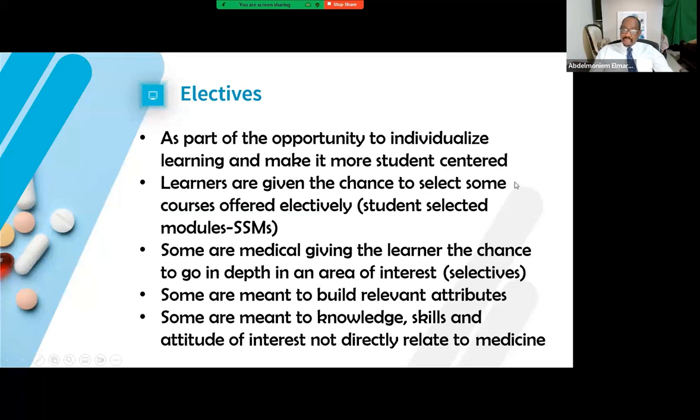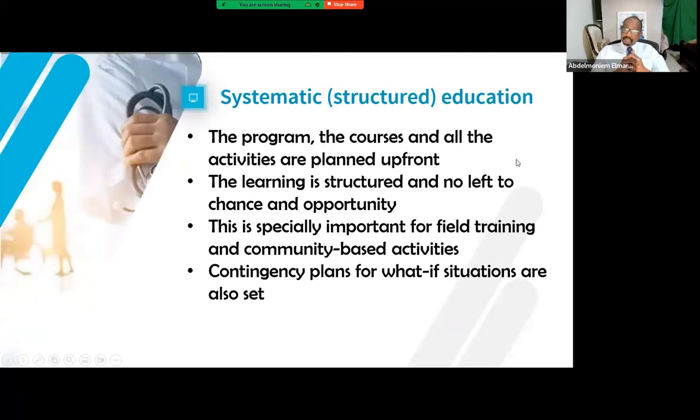Now, the last, not least, but often ignored, is systematic or structured education. If you leave it to chance, to opportunism, this is not good. The program, the course, and all the activities are planned upfront. When the students are sent to the hospital, you have a plan. What do you expect them to do? How do you expect them to do it? What is the depth and breadth expected? You have to plan for everything. So the learning is structured and not left to chance and opportunity.